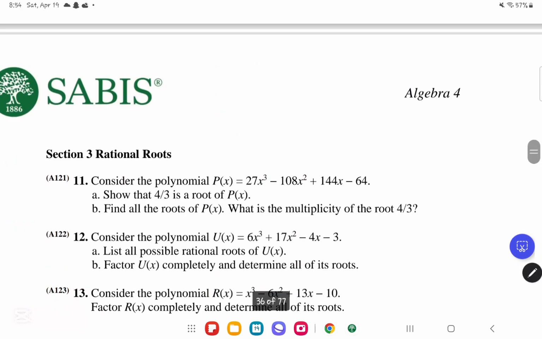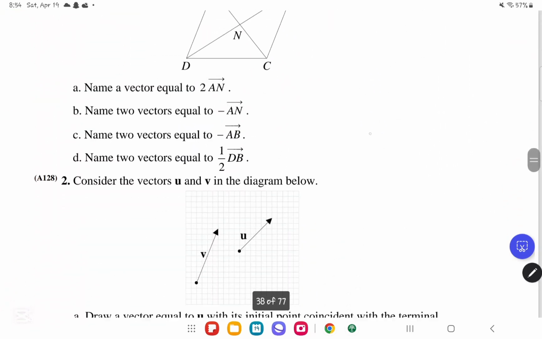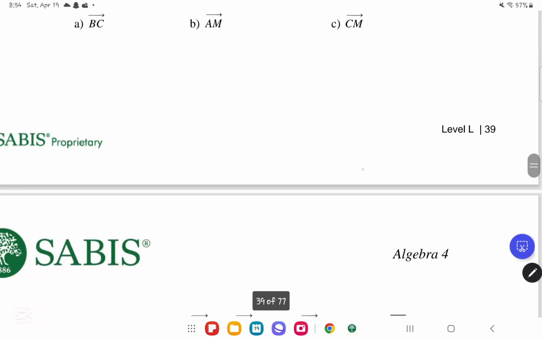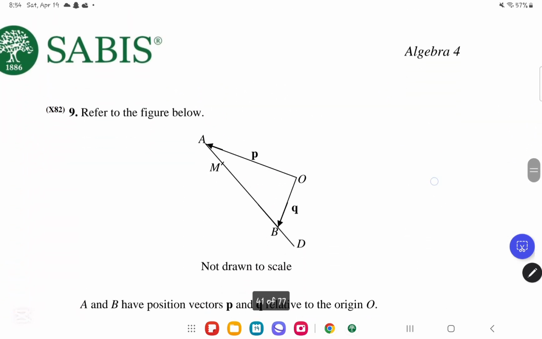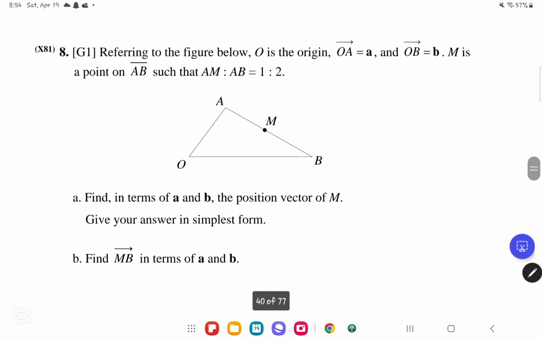What happened is that for chapter 5, we only have 2 questions, okay? So they are vectors. We have chapter 5, question number 8, which is 5.1. So number 8 over here. Great, it's small, not too big. They said, referring to the figure below, O is the origin. OA is equal to A and OB is equal to B.